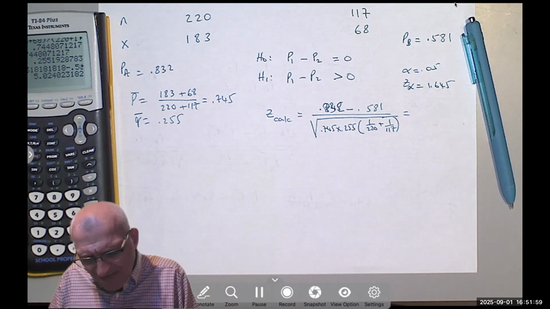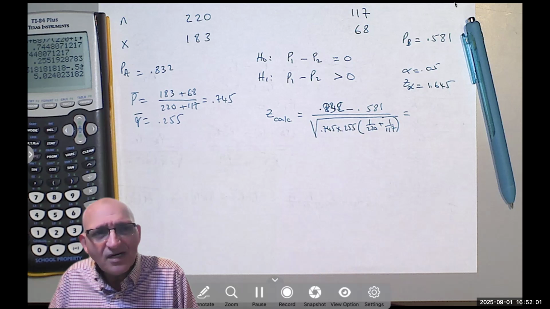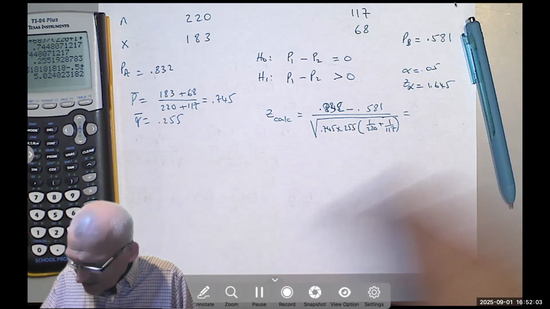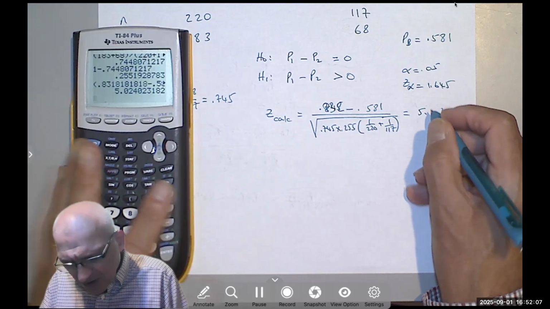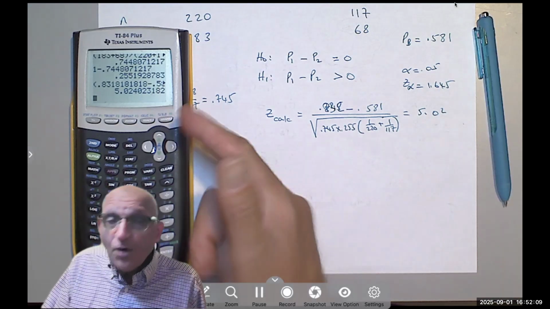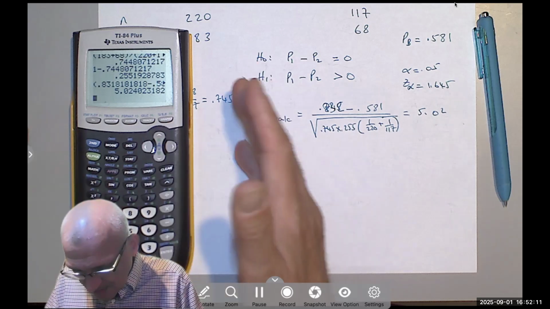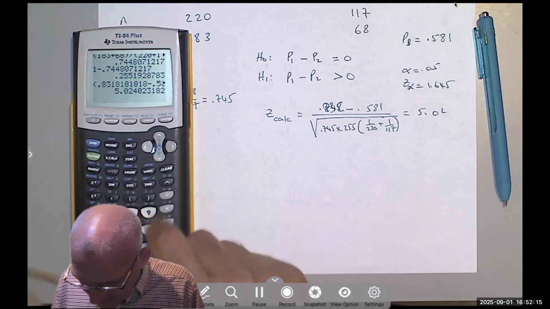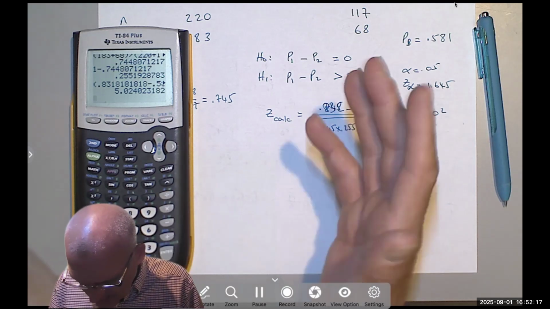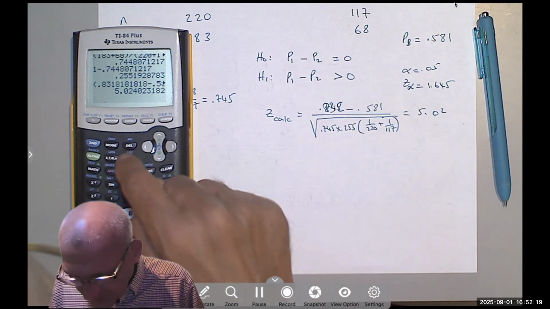Wow, you got 5? That seems too high. I'm not sure if that's correct. So we will reject, but 5 is so large unless I did something wrong. Well, let's do it with the calculator, and then if we get a different value, I will come back and check my work because it doesn't look right.